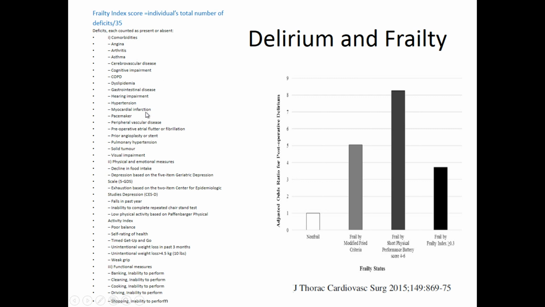And so it's not hard to see how a person, especially an older person, could accumulate many of these risk factors for frailty, and that their risk for developing delirium would be quite considerable.